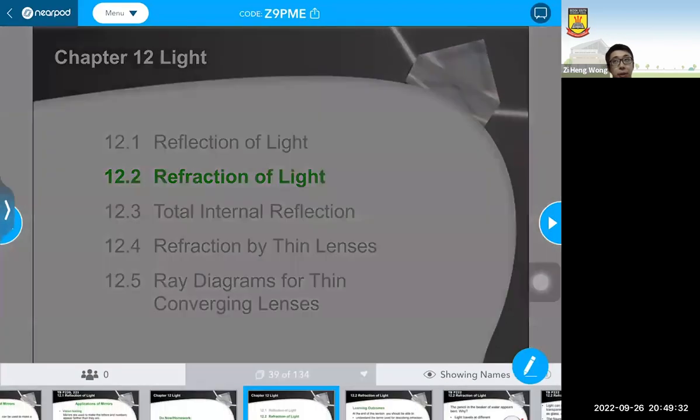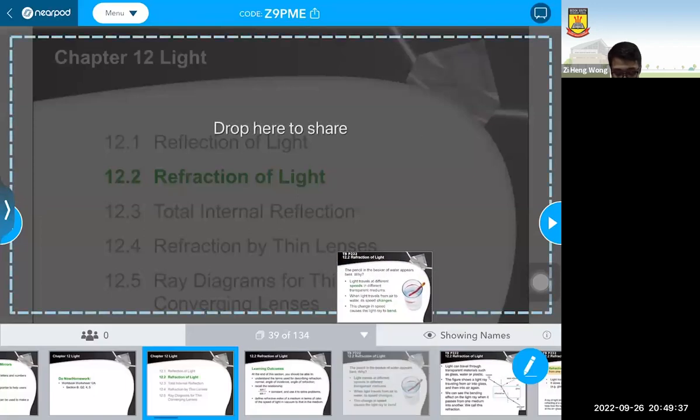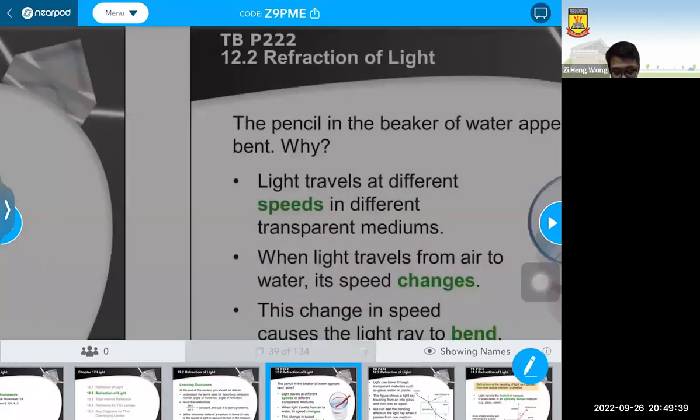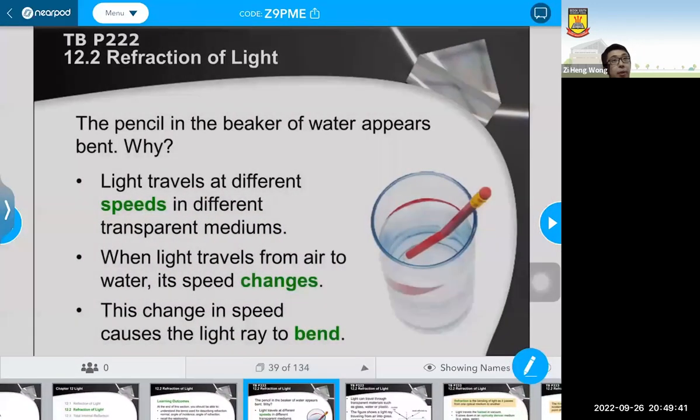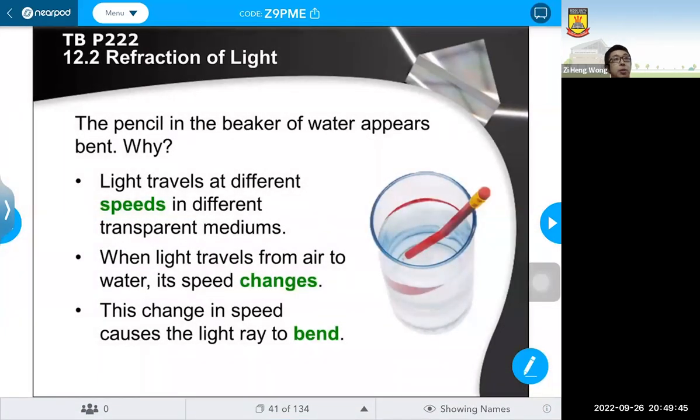Okay, now we move on to refraction. I did discuss refraction this morning when I recapped again. Basically, why does refraction occur? Because light travels at different speeds in different mediums. When light travels across different mediums, its speed changes, and this change in speed causes the light ray to bend.